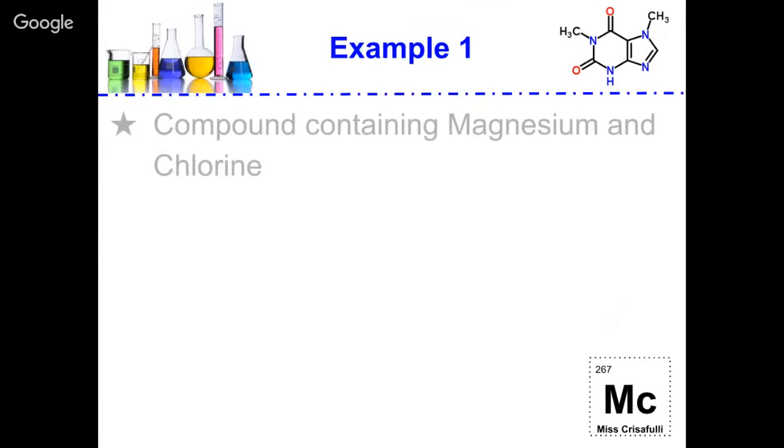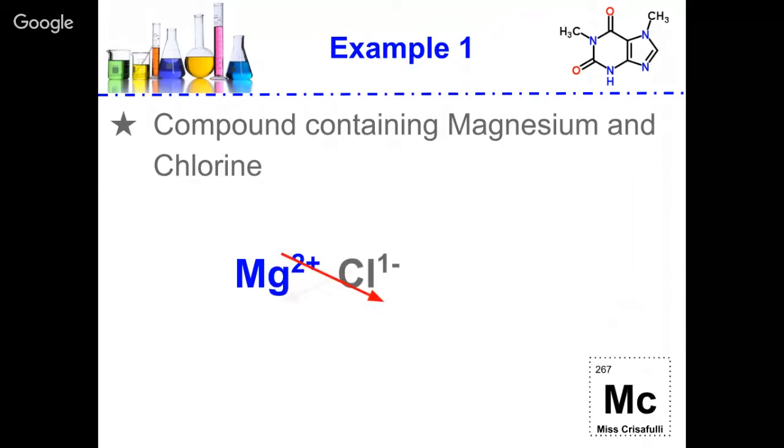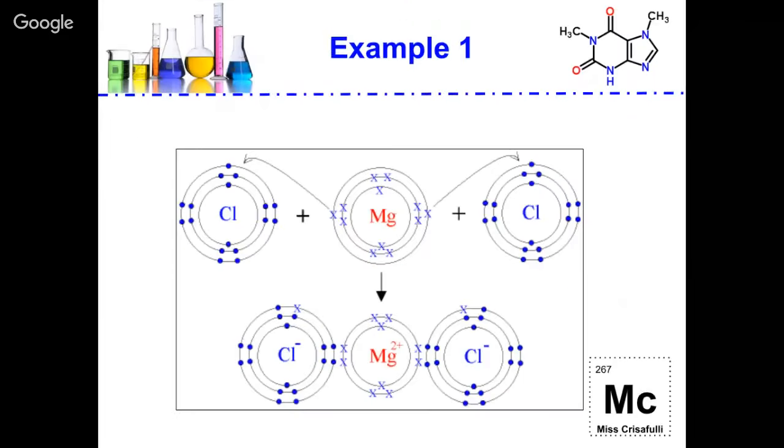So let's look at an example. Let's write the formula for a compound containing magnesium and chlorine. The magnesium ion from our ions that we have memorized is Mg2+, and the chlorine ion is Cl-1. So we're going to crisscross the charges, and that's going to give us a formula of MgCl2. Notice that 2 is still in blue because it came from the Mg ion, and there's no 1 because chlorine had a 1- charge.